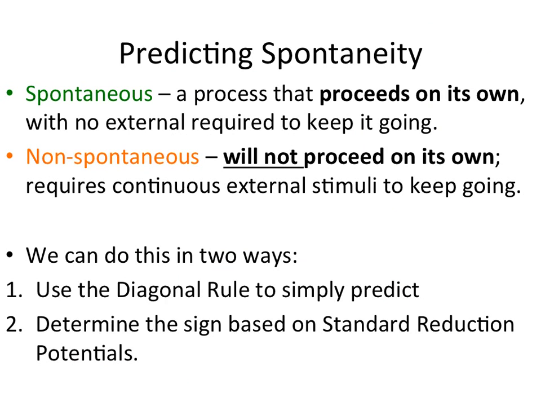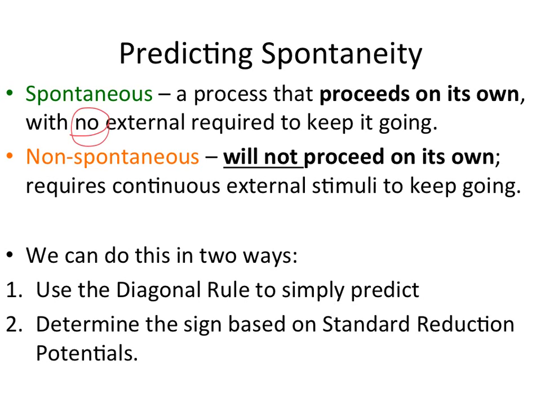So what we're trying to figure out with this table is to see if a reaction is going to be spontaneous. Something that's spontaneous means that there's no external force required to keep it going. Nothing is needed for it to go. It just happens by itself. Non-spontaneous means that it will need a continuous external stimulus to keep going. It won't happen by itself.